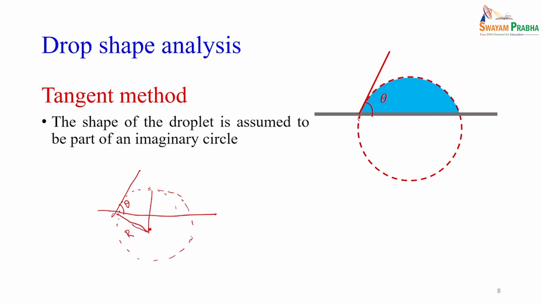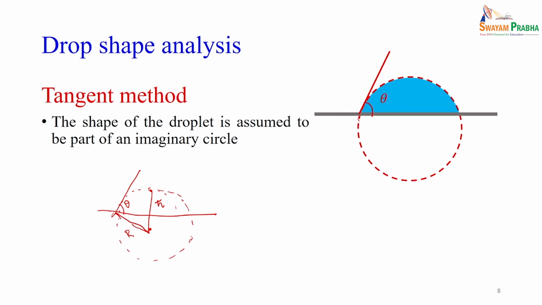So, now if you know the value of r, also this value of h you can measure from the experiment, or you can analyze from the image. After fitting a circle, you know the length of r. So, you should be able to calculate the value of the contact angle if you draw a tangent line.